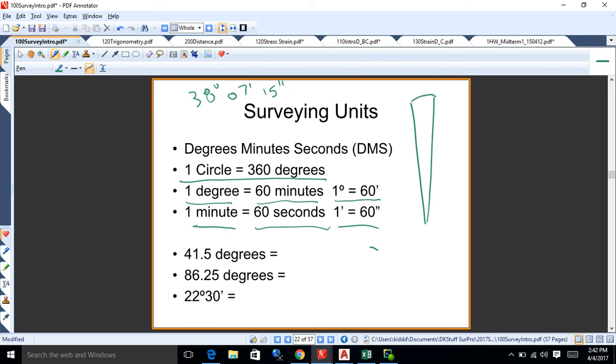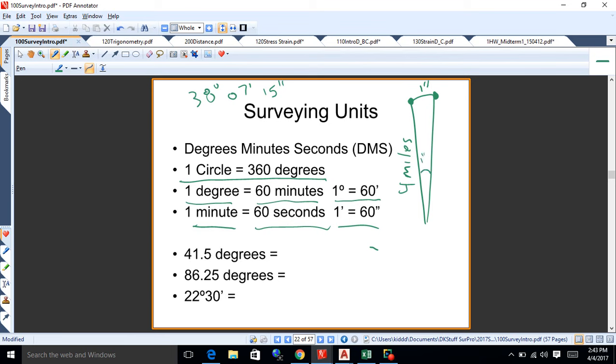If you shoot a line that's 4 miles long, and you mark a point, and you turn 1 second of angle, you're 1 inch over. Okay, that's how small a second is. So that's plenty accurate to do the work we need to do. So 1 inch gets us 1 second of angle.